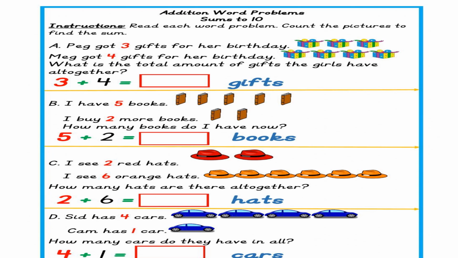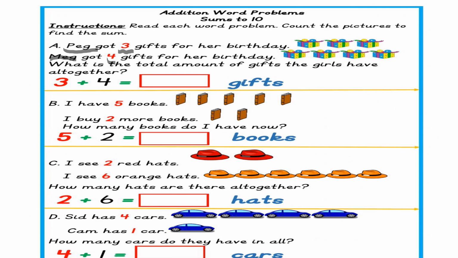Okay students, now let's move on to the first question. First question is, Peg got 3 gifts for her birthday. Peg is the name of a girl. And how many gifts she got? 3 gifts for her birthday. And Meg got 4 gifts for her birthday. Meg is the name of another girl. And how many gifts she got? 4 gifts for her birthday. Right? So what is the total amount of gifts the girls have all together?